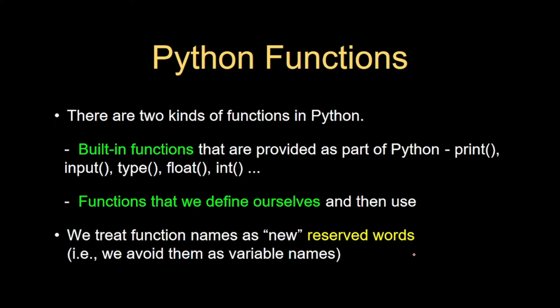That means provided as a part of Python: print, input, type. As you see here, these are built-in functions of Python. And the second kind is functions that we define ourselves, or custom functions, or user-defined functions, like in C++, Java, and others. In Java they are methods, in C++ functions, and the like.